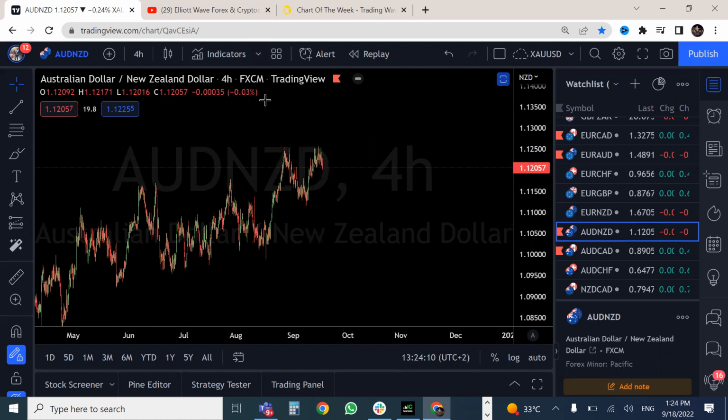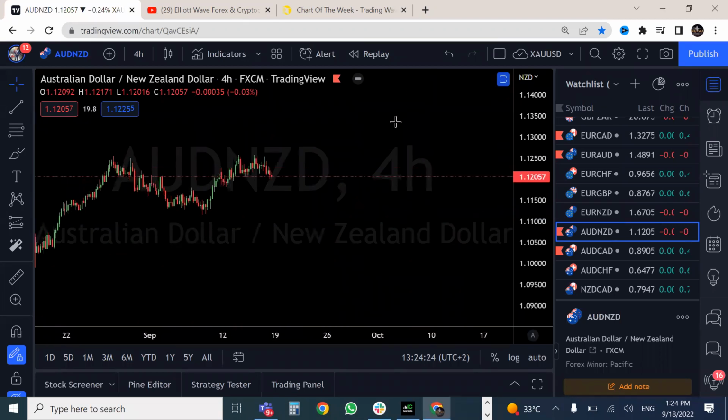AUD New Zealand seems to be making what looks like a bit of a pullback. So whatever pullback it could make, if we retest around 1.1, we'll be looking at this as a regular flat correction for a continuation to the upside. But we can see the possibility of AUD New Zealand continuing to push up higher from current levels as well, confirming that smaller structure there in that level.